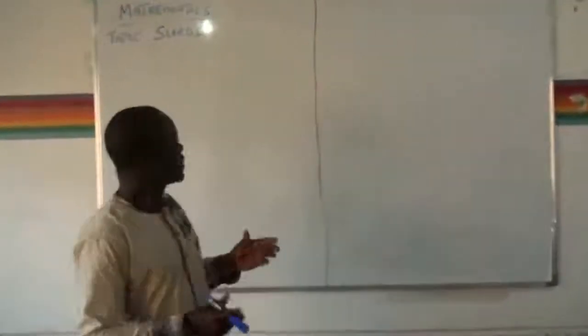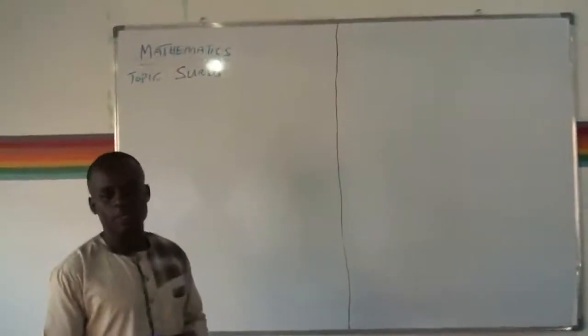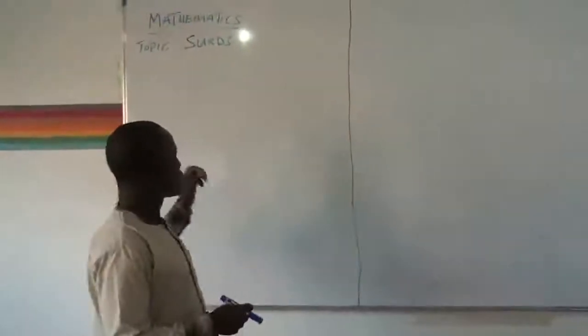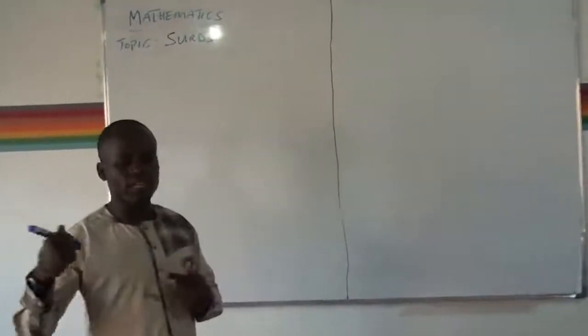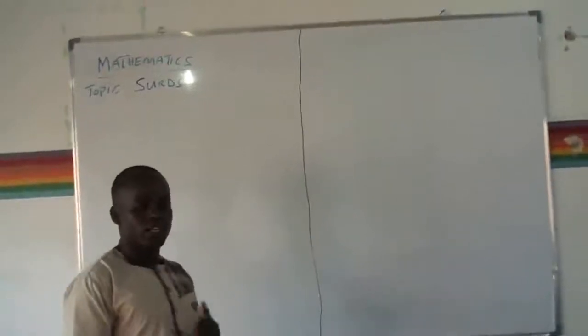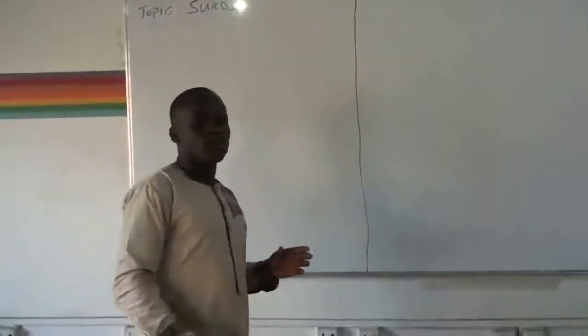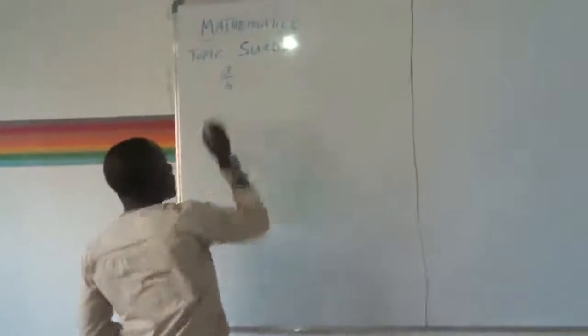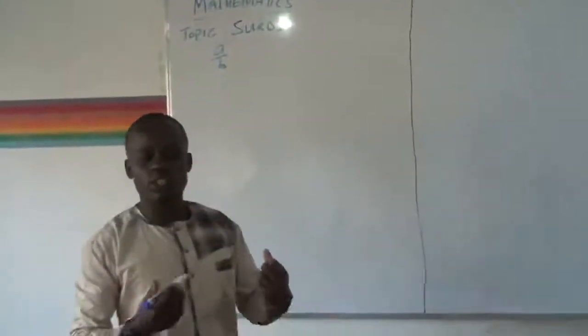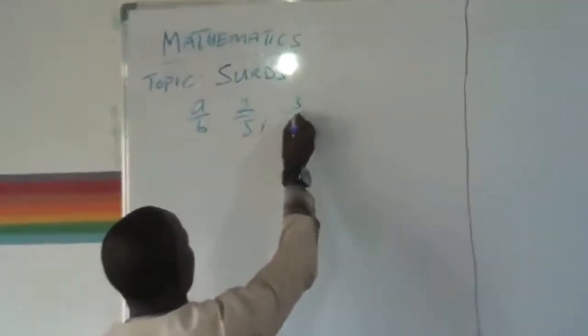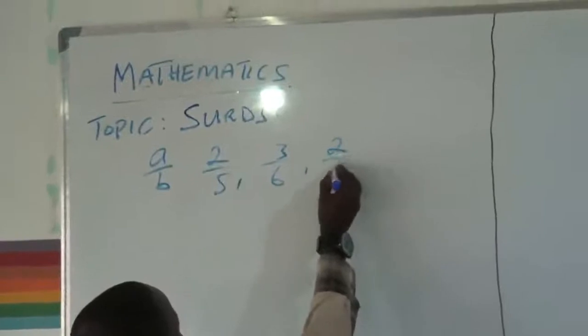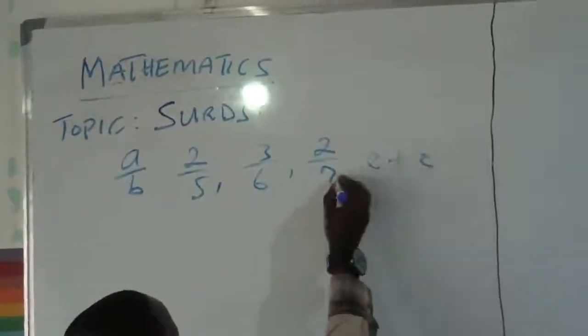Right, we're going to consider surds today as a topic. Before we proceed to discuss what a surd is, we need to remember some basic concepts we have learned in JS3, that is rational and irrational numbers. If you can remember very well, we say rational numbers are numbers that can be expressed as a ratio of two integers in the form a over b. And we gave some examples of rational numbers to include 2 over 5, 3 over 6, 2 over 7, and the rest of them.